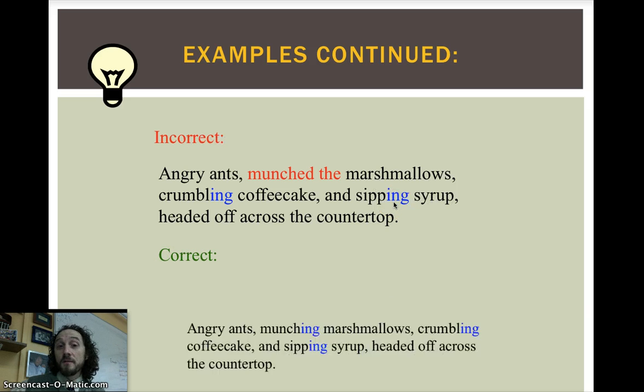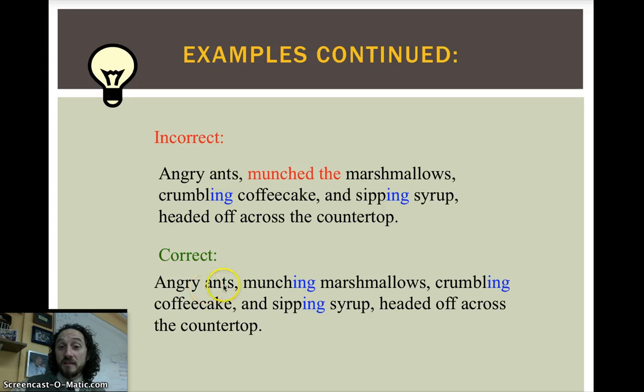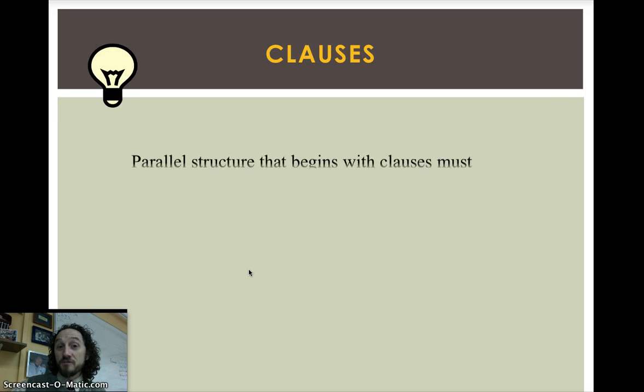And remember that -ing in a verb can also act as an adjective, and that's what we want. So instead, we would say: angry ants munching marshmallows, crumbling coffee cake, and sipping syrup, headed off across the countertop, which is wonderful alliteration. But it also has that parallel structure, -ing, -ing, and -ing. Now we can do this with clauses as well.